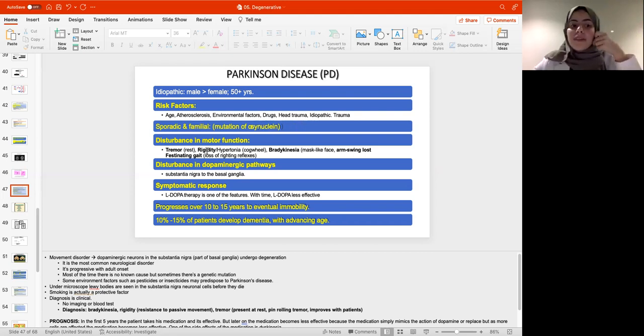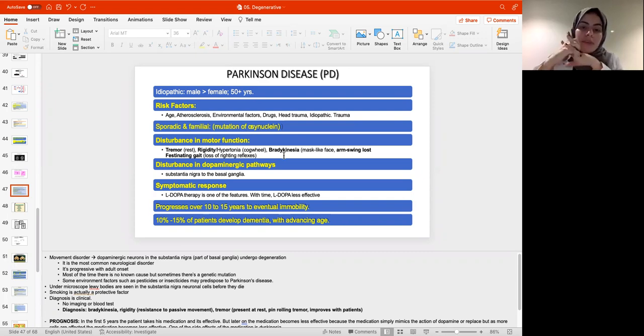Now, how do they present? As I mentioned, it's a movement disorder. So they would present with tremor, rigidity, bradykinesia, loss of arm swing, festinating gait, which is basically a shuffling gait as well. Okay, you need to remember these words. The most important things: rigidity, bradykinesia, and tremor.